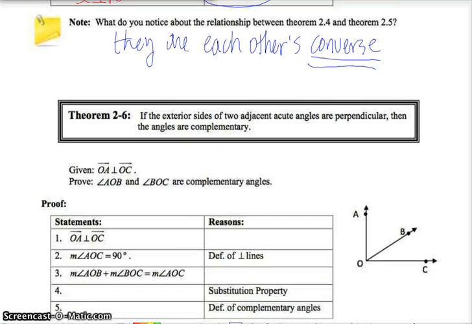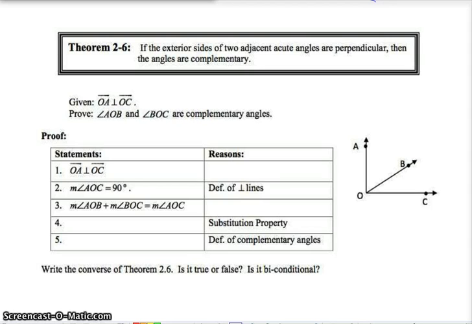And finally, our last theorem in this section: if the exterior sides of two adjacent acute angles are perpendicular, then the angles are complementary. So right here, here are adjacent angles AOB and BOC. If the exterior sides of the two adjacent angles are perpendicular, so if AO is perpendicular to OC, because these are the exterior sides, then these two angles, AOB and BOC, must be complementary. When you look at the diagram, hopefully that becomes obvious. But now we have to prove that this is in fact true.